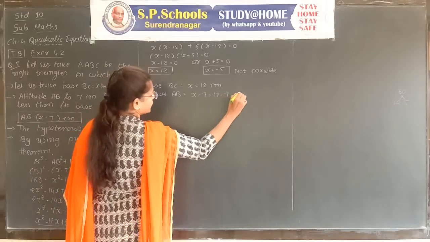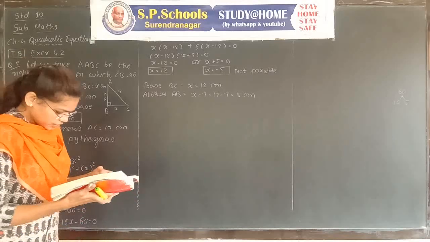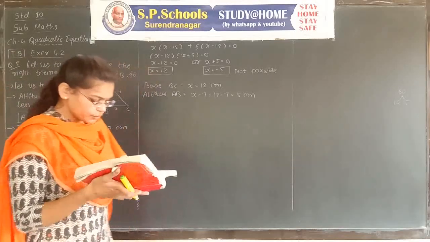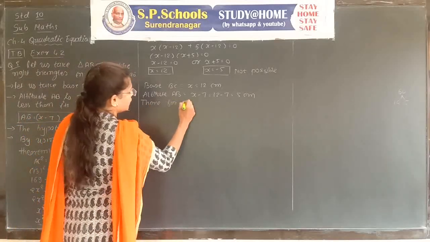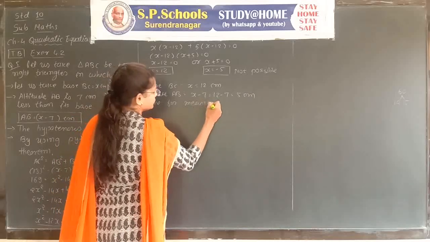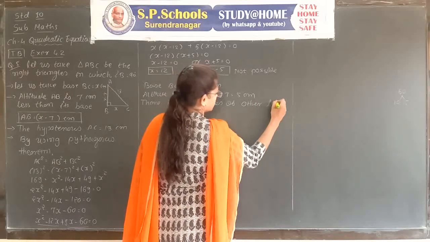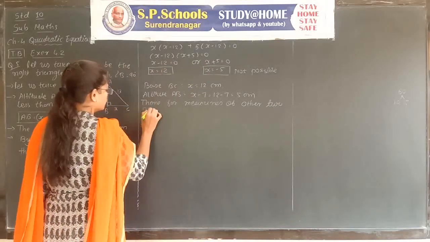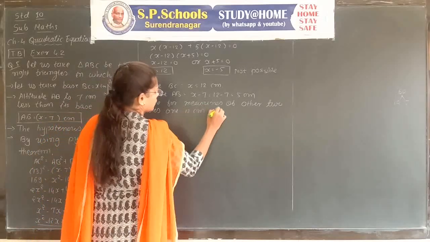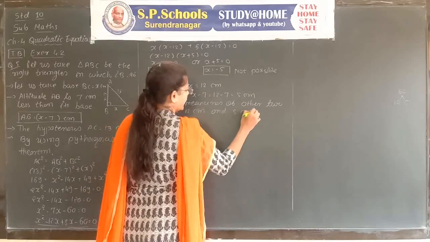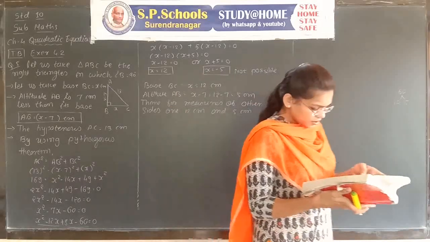12 minus 7, which is 5 centimeters. In the question, find the other two sides. Therefore, the measures of the other two sides are 12 cm and 5 cm. Hence the fifth number is completed. Let's see the sixth number.